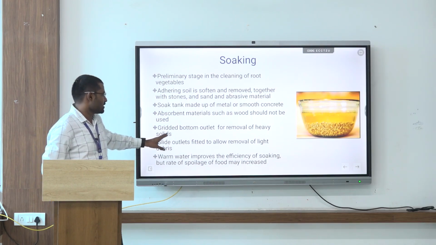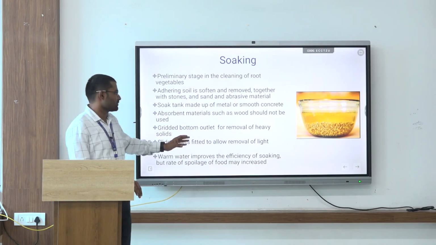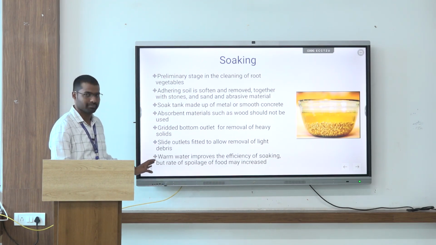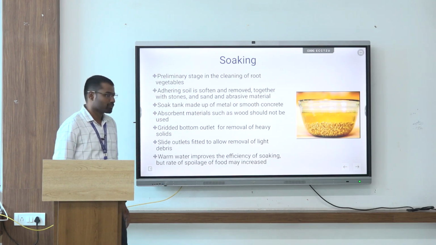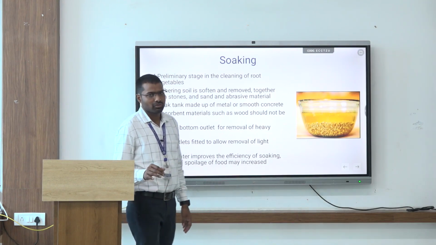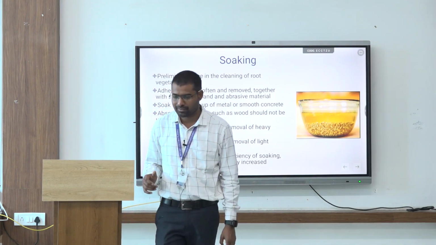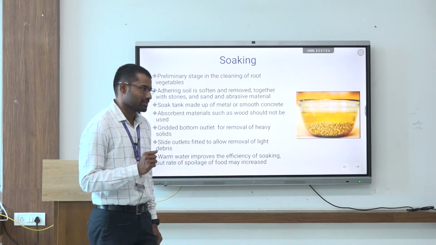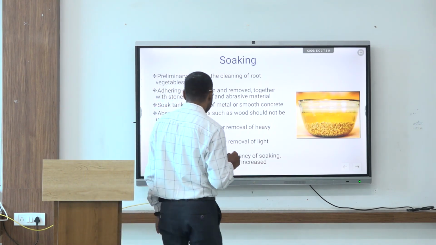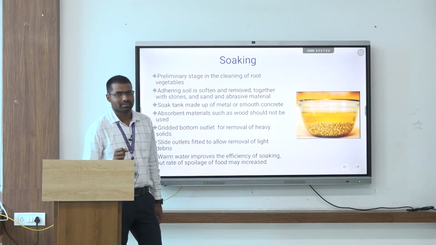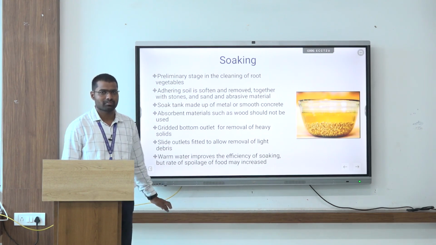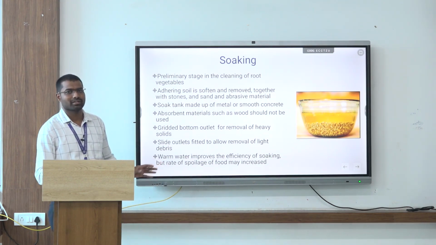Gridded bottoms are normally used for the removal of heavy solids, and slide outlets are fitted to allow the removal of light debris. Warm water improves the efficiency of the removal of the adherent material, but because of that the product or raw material also absorbs the water, and that will increase the rate of spoilage. So to prevent that, you normally use cold water, but in some cases you can use warm water.